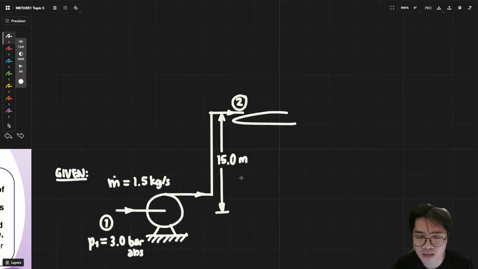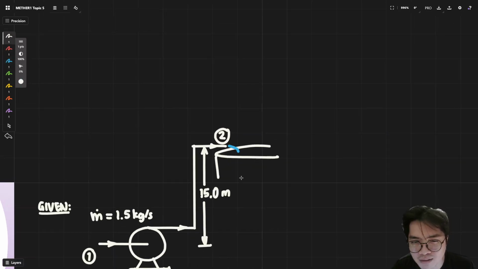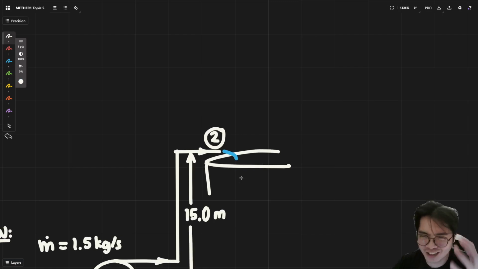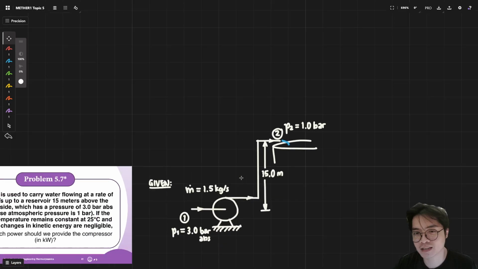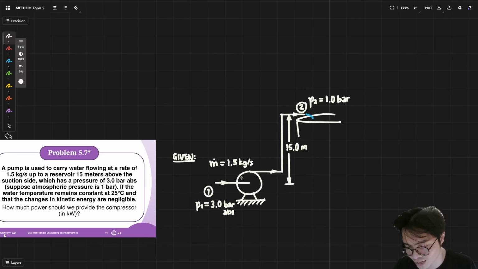It is open to the atmosphere. That is where they're pumping out the water. So the water is going out in here, and it's open to the atmosphere. That is the little clue that you're going to have to notice in here. Your P2 is now open to the atmosphere, which is technically 1 bar. Okay, so now you're like, oh my gosh.